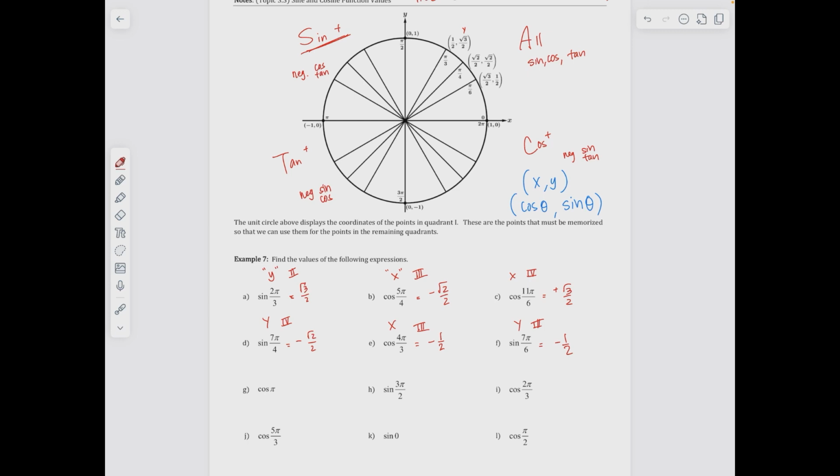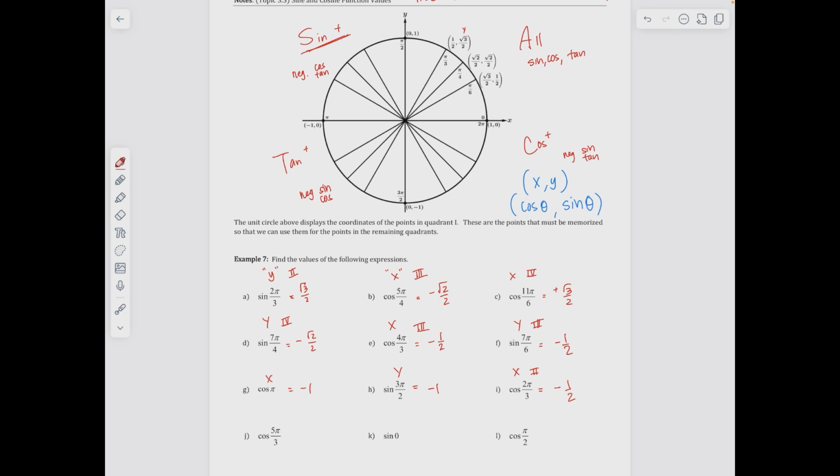Cosine of pi, that's my x-coordinate at pi, so that would just be negative 1. Sine of 3 pi over 2, the y-coordinate, so that's my 6 o'clock time, so that's also going to be negative 1. Cosine x value, 2 pi over 3, quadrant number 2, so it's going to be negative. I look at my pi over 3. My pi over 3 is 1/2, so it's negative 1/2.